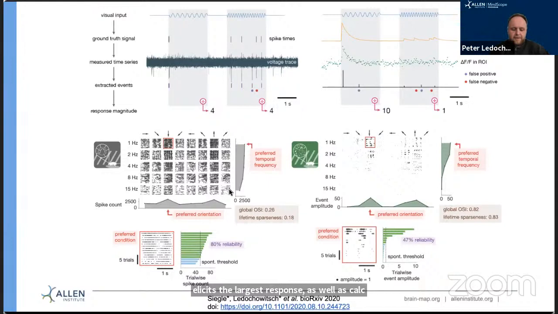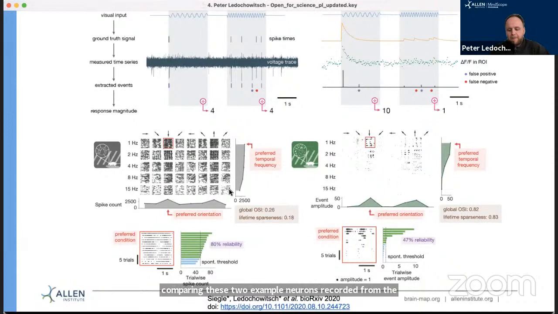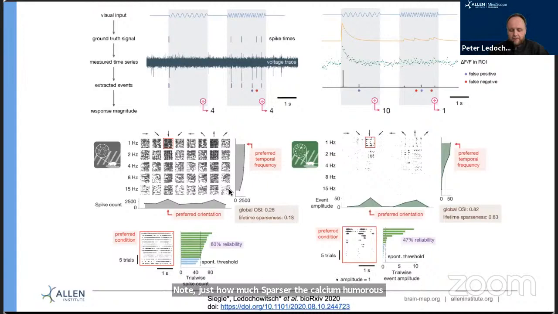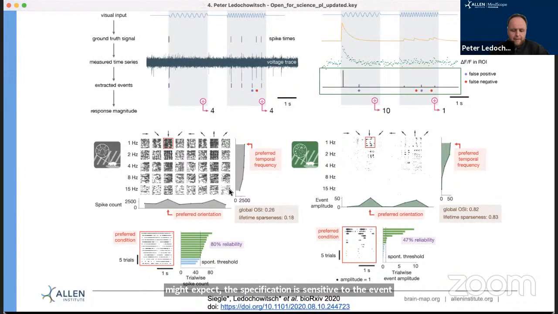We can also calculate selectivity metrics like lifetime sparseness or global orientation selectivity index, which capture how pronounced the tuning is. Comparing these two example neurons recorded from the same area and matched by preference, note just how much sparser the calcium response rasters look compared to the ephys responses. As one might expect, the sparsification is sensitive to the event detection step, which we will get back to.